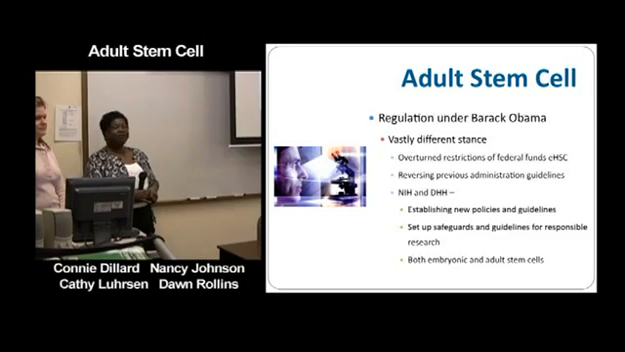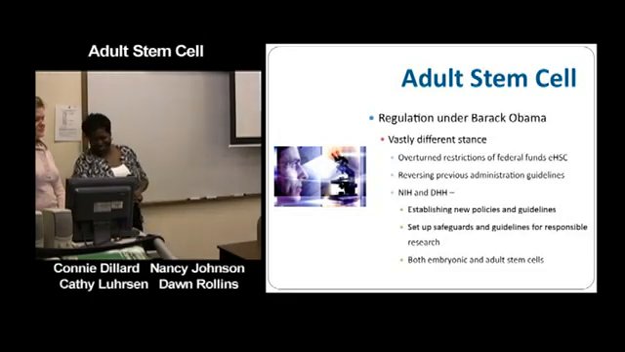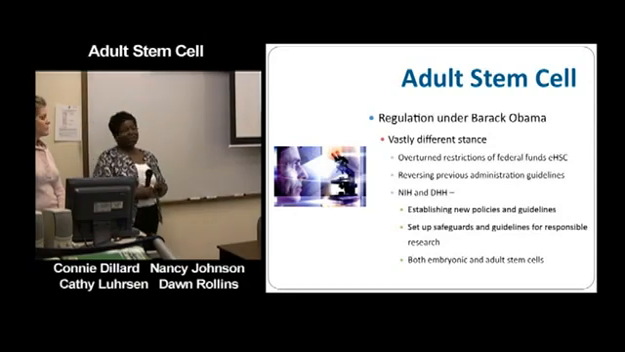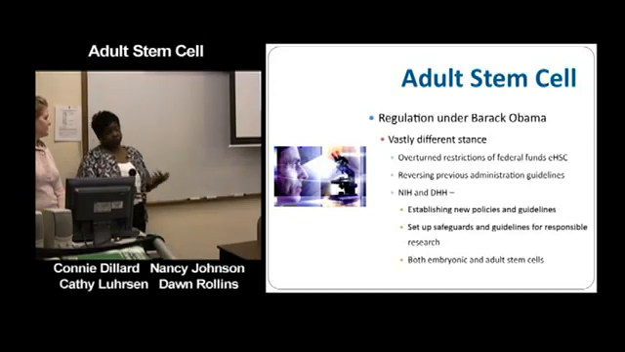In 2009, when Barack Obama took office, in March he overturned all of Bush's policies and restrictions on federal funds. And basically, he told the National Institutes of Health and the Department of Health and Human Services to set up some new guidelines and policies, establish some safeguards and guidelines for responsible research of both embryonic and adult stem cell.